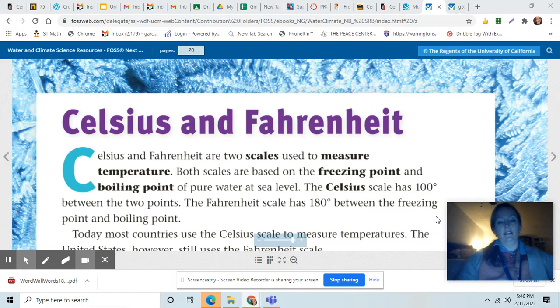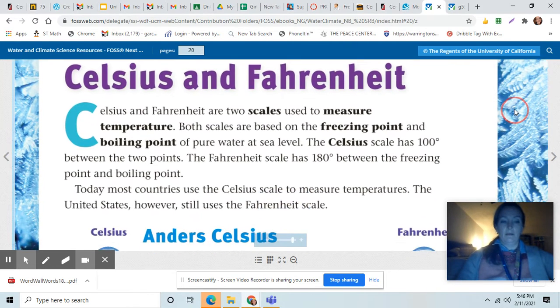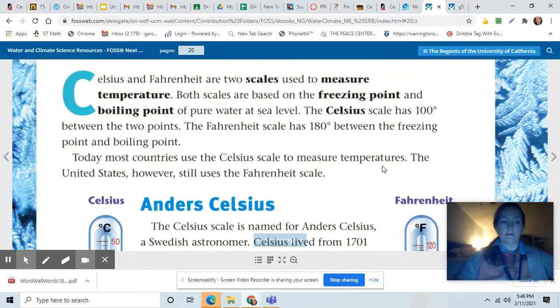Celsius and Fahrenheit. Celsius and Fahrenheit are two scales used to measure temperature. Both scales are based on the freezing point and boiling point of water at sea level. The Celsius scale has 100 degrees between the 2 points. The Fahrenheit scale has 180 degrees between the freezing point and boiling point.